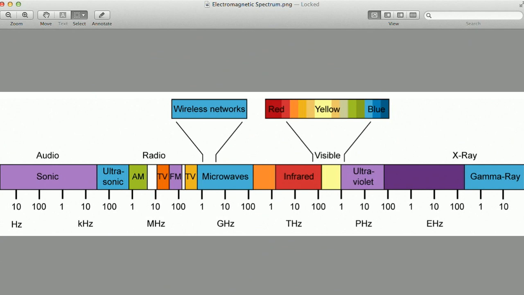If I begin with audio, sonic, and ultrasonic, these really are not a part of the electromagnetic spectrum. The idea of the electromagnetic spectrum is that it's something that can exist in a vacuum, and sound cannot exist without air. Sound requires vibration. And of course, if there's no air, there can be no vibration or reverberation. So while I have it on here, it's more just to show its relevance to frequency.